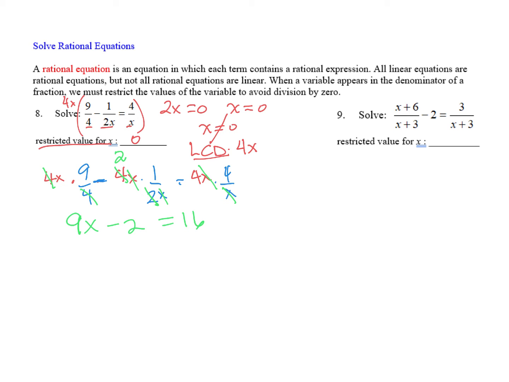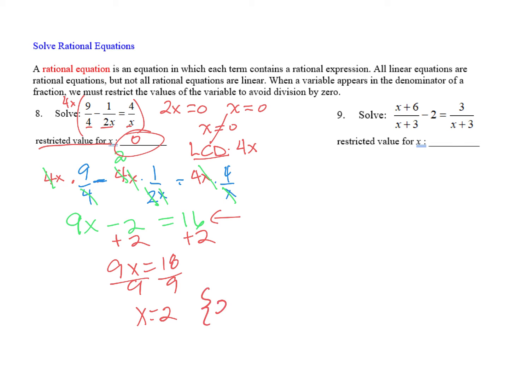Notice that I'm left with a very simple equation here to solve. It's 2 steps. I'm going to add 2. 9x equals 18. Divide by 9. X equals 2. 2 is not on my restricted values list, so 2 is my solution.